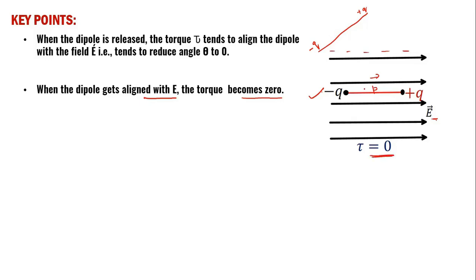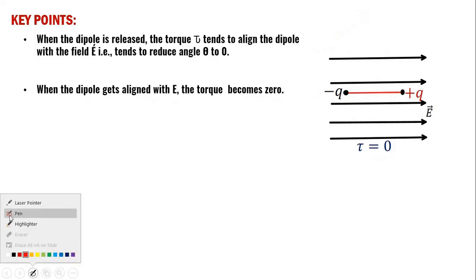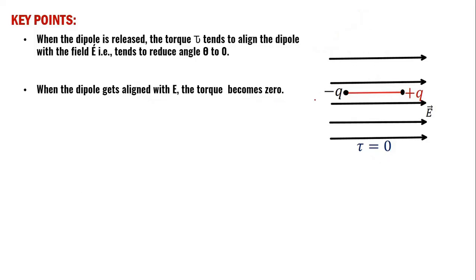If you interchange the position of the charges, the angle between them becomes 180 degrees. So in that case, you won't get the torque equal to 0. You have to keep this in mind. To place the dipole parallel to the electric field, we have to align the dipole such that the negative charge is towards the left hand side and the positive charge is always towards the right hand side. Then only in this situation will the torque become equal to 0.